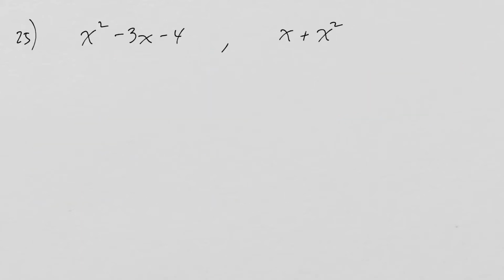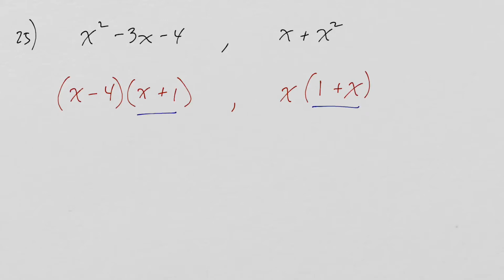Okay, for this one on the left, we're going to factor, and we're going to have an x minus 3, not x minus 3, x minus 4, x plus 1. And over here, we're going to have an x times 1 plus x. All right, so 1 plus x and x plus 1 are identical. Those are the same thing.